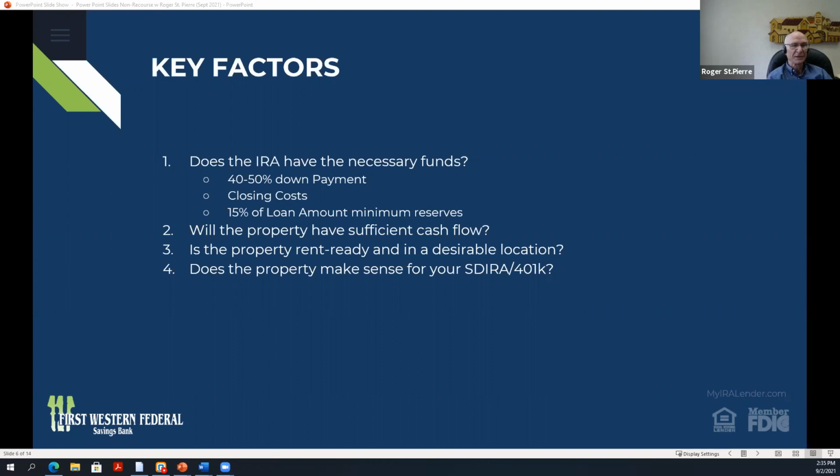And then lastly, does the property make sense? Just common sense, does it make sense for you to have this kind of a property in your IRA or not? And if you're not a real seasoned investor, it probably doesn't make sense to get a 30-unit apartment building. You might be good to start with a single family or a duplex. And that's kind of what I mean by doesn't make sense. Just does the thing really make sense for what you're doing?